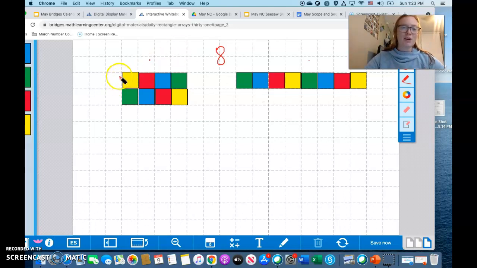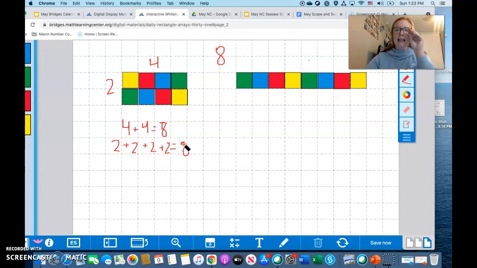You're absolutely right. So this one is 2 rows of 4. So if I do 4 plus 4, I equal 8. You can also look at it as 4 columns of 2. I could do 2 plus 2 plus 2 plus 2 and get 8. Notice that I labeled my rectangle a 2 by 4 rectangle. Now the difference is this one is a 1 by 8.